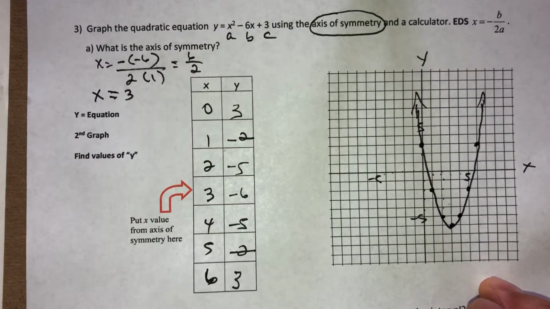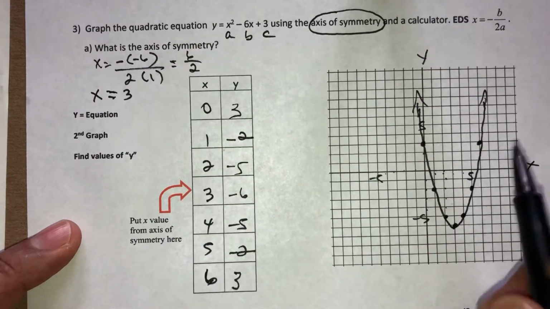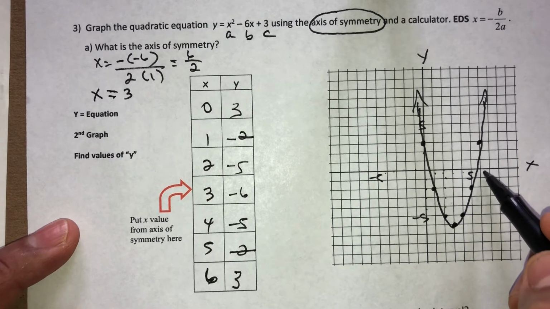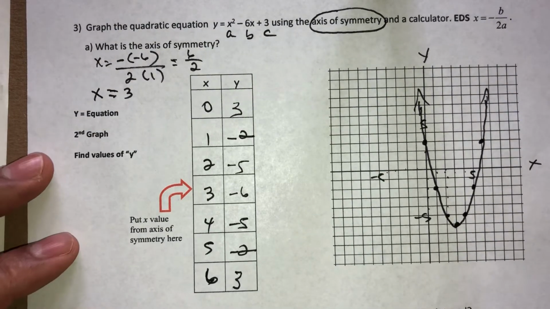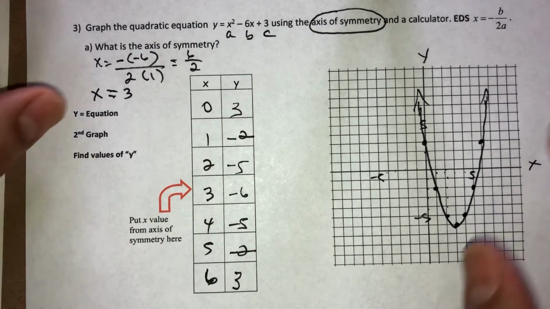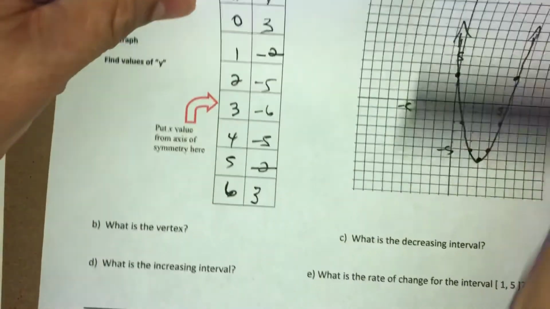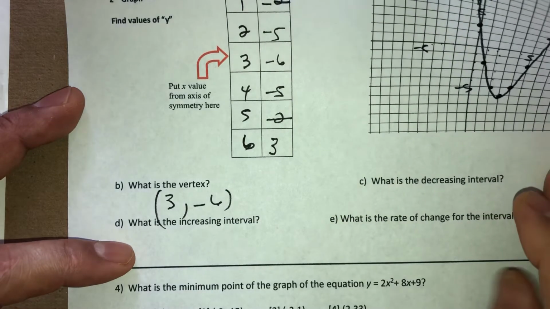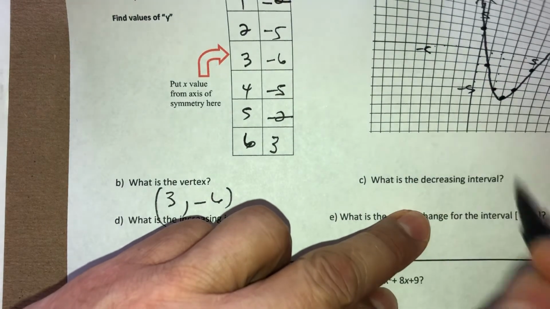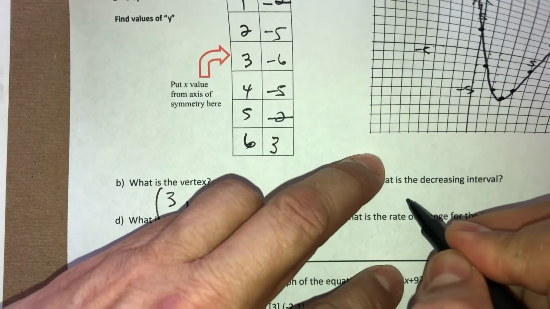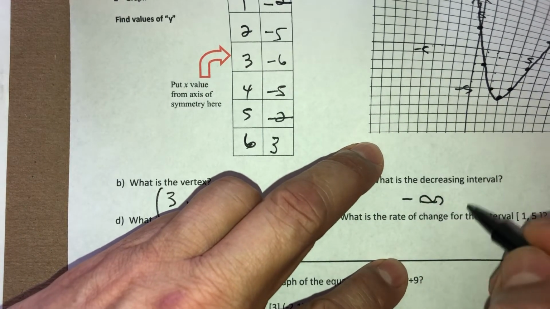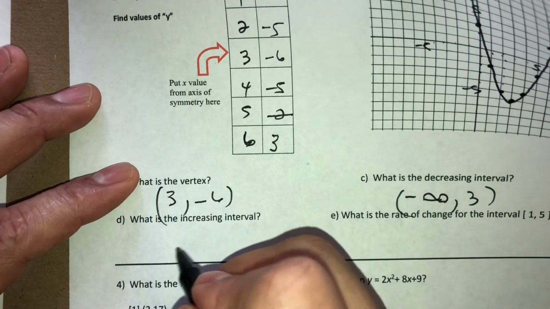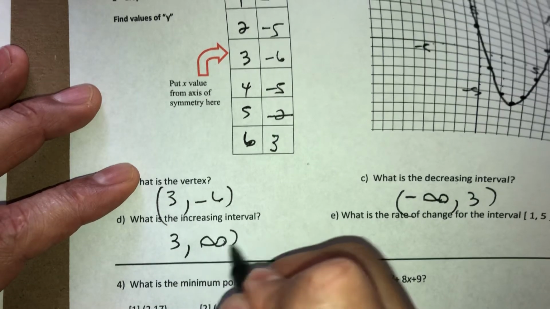parabola. All right? Now look, the roots in this equation, you can tell they are fractions because the graph doesn't go through the corner of the box, it goes around the middle. So I already know that the axis of symmetry is 3. So what's going to be my vertex? My vertex is going to be 3, comma, negative 6, right? Decreasing interval, remember, always when it's a happy face, it's going to be decreasing, coming from negative infinity to the vertex, which is 3. And the increasing is going to be from the vertex, which is 3, to positive infinity.